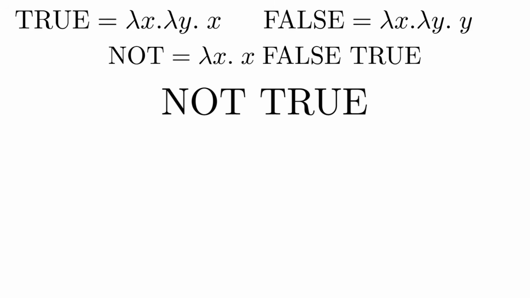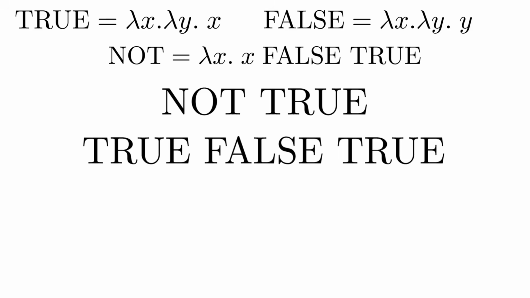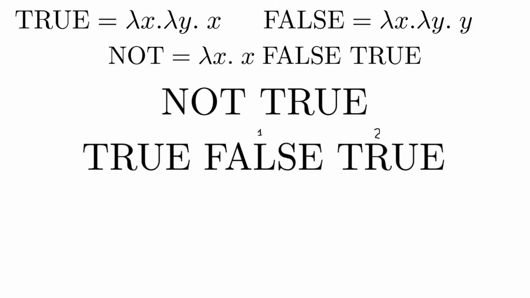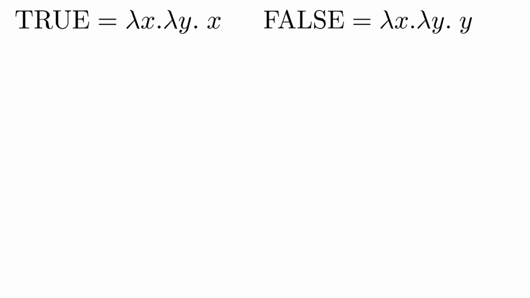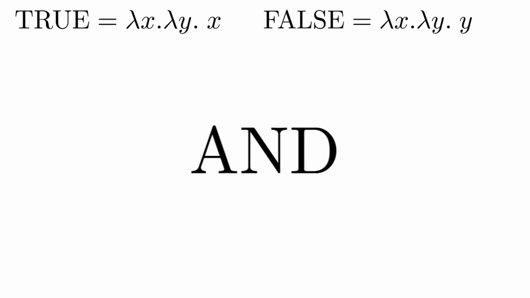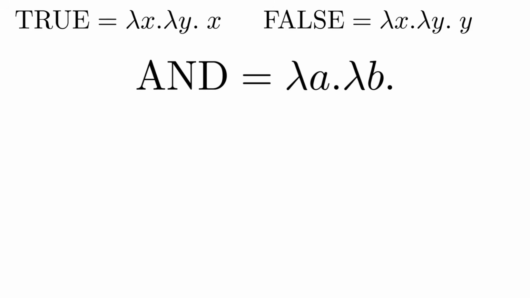So let's say we do not true. We firstly sub true in for x and get true false true. Now true of false and true is just the first option, so it's false. So not true is false. So now what about another function, like and? Firstly, since and takes two inputs, and equals lambda a dot lambda b dot.